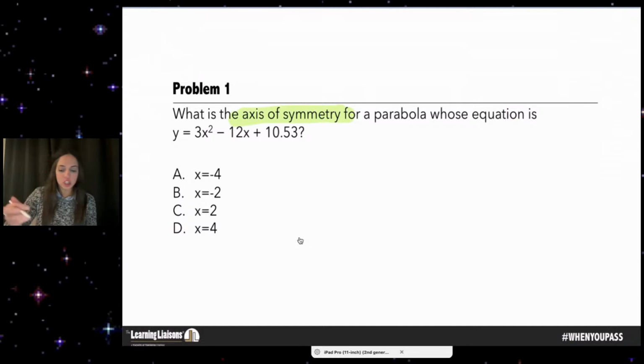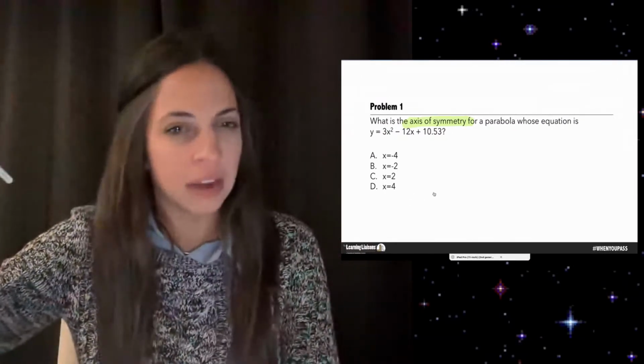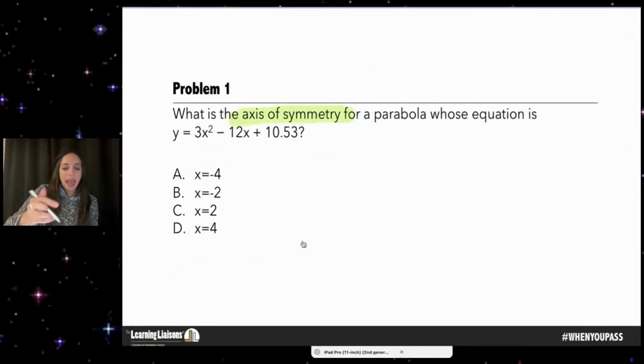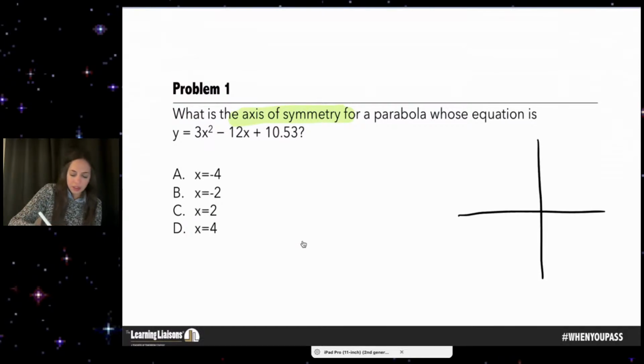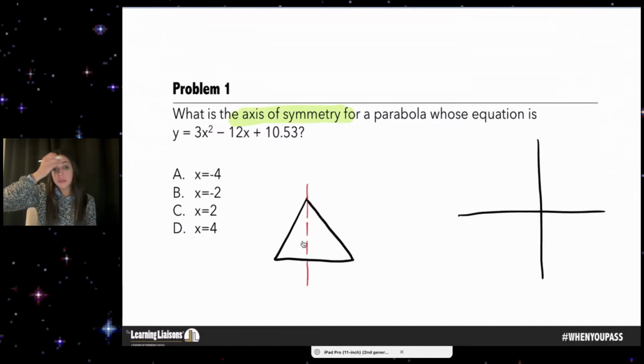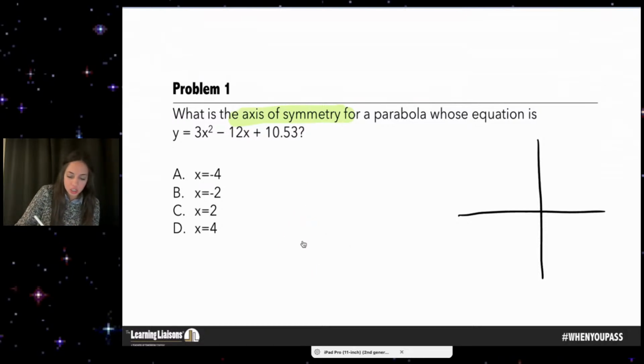The axis of symmetry, so this is not a problem for everybody, but I like to make sure that everybody gets a little bit of something out of every problem. And so axis of symmetry, let's explore that. If I have a triangle that looks like this, the line of symmetry would be here. And this is for everybody. Everybody needs to understand symmetry. That would be if I drew that triangle symmetrical.